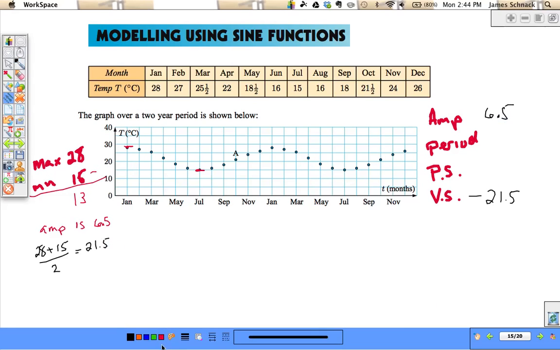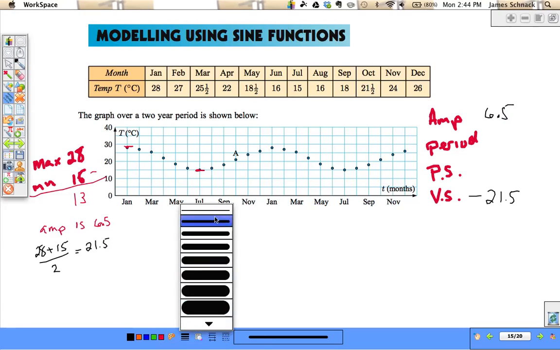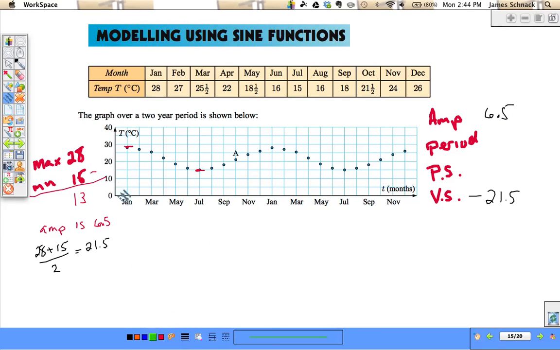So, let me put a couple lines on this graph. We had our maximum right here. We've got our minimum right there. Our midline is that line which our wave is going to oscillate about. That's right here. We found our amplitude was there and there.